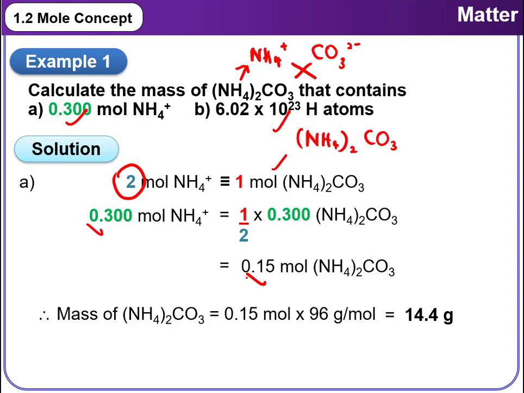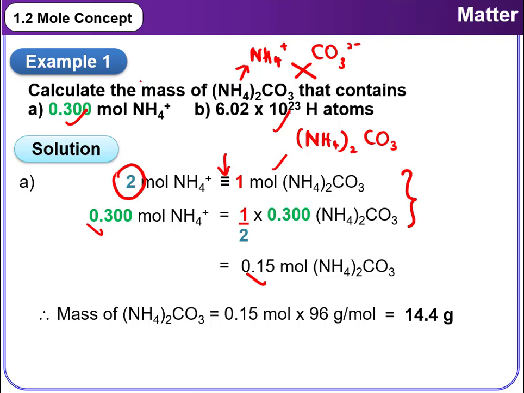If we have only 0.3 mole of ammonium ion, it will be equivalent to 0.15 mole of ammonium carbonate. You have to solve your proportion, perkadaran. Proportion means perkadaran. This means we have the equivalency between the ammonium ion and the ammonium carbonate.